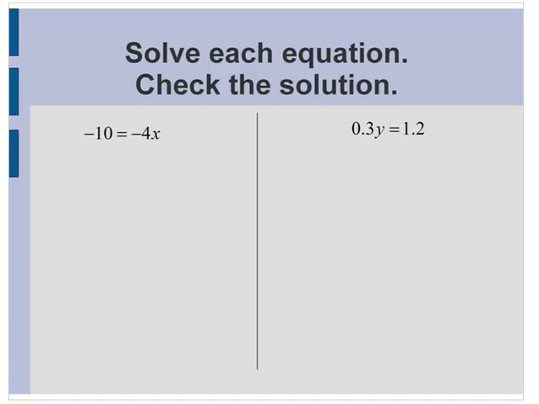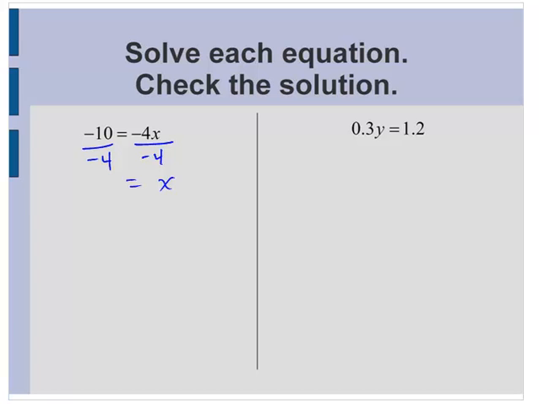All right, let's look at some more. Negative 10 is equal to negative 4x. I would divide through by negative 4. So that would give me a 1x, or simply x. And on the left-hand side, I've got negative 10 divided by negative 4, and that division doesn't go smoothly.